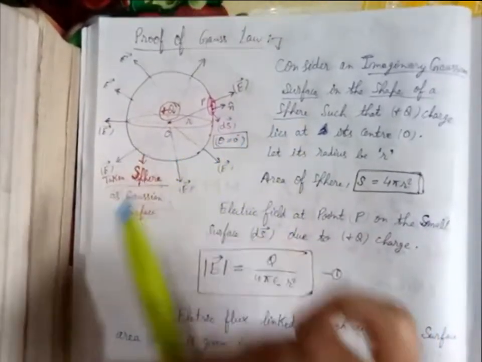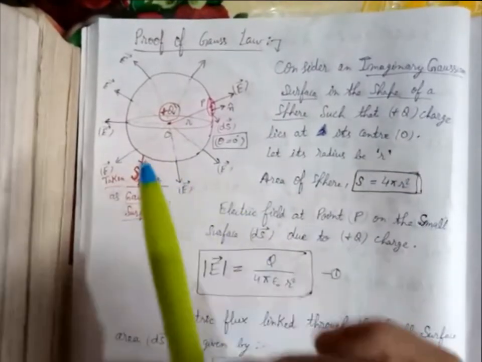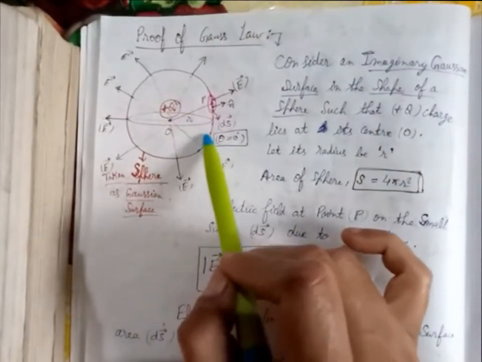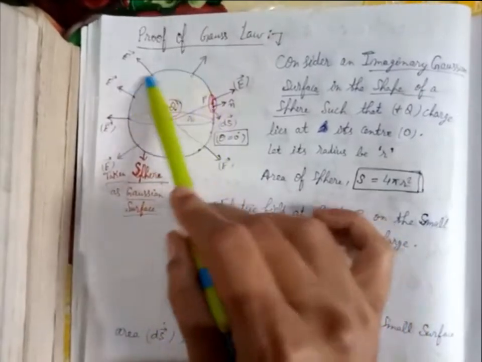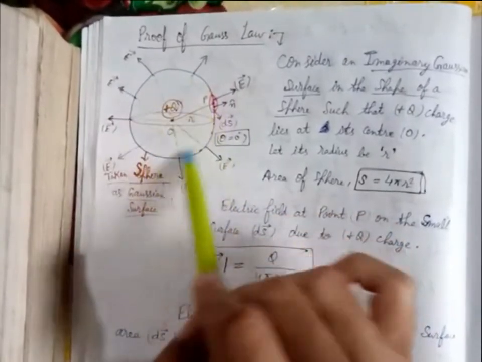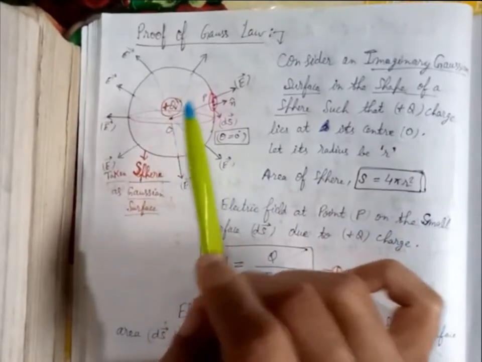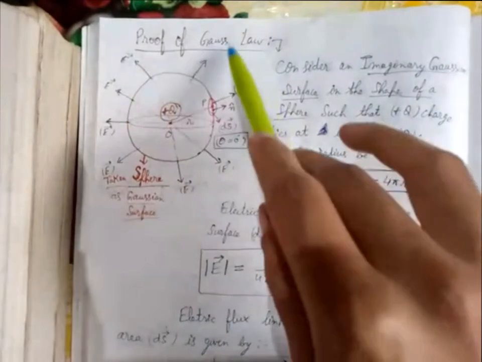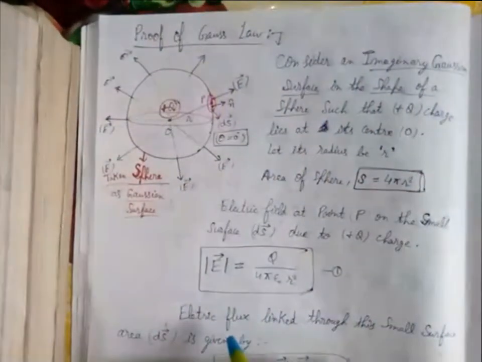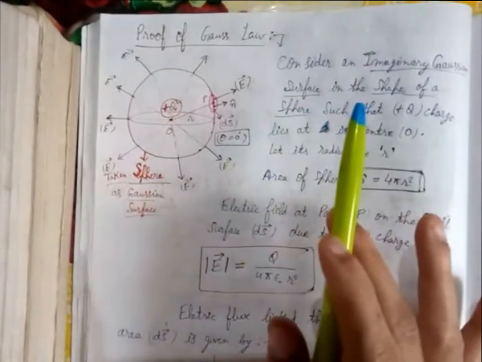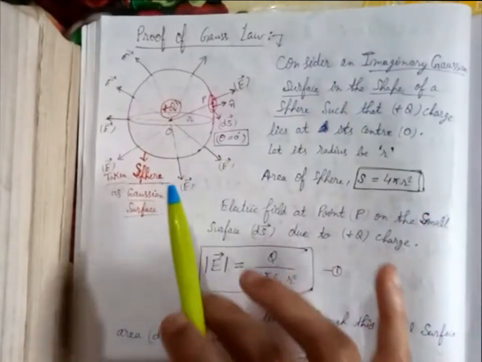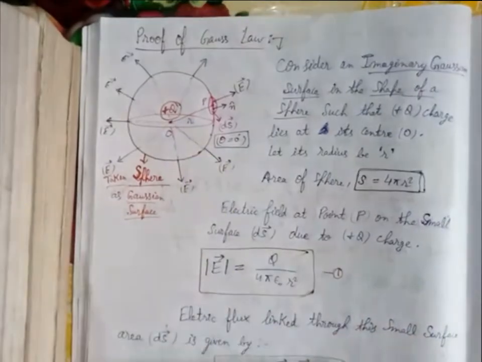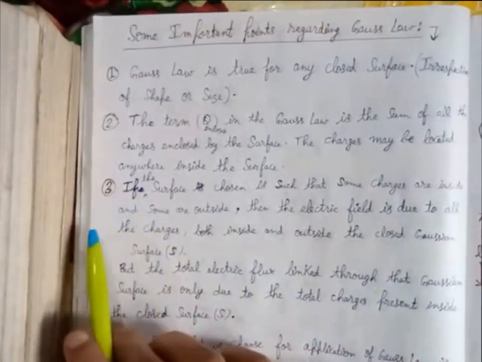But in case of total electric flux, it means when we have to find the total electric flux, we will only consider the charges which are present inside the closed Gaussian surface, and we do not have to bother about the charges which are present outside that closed Gaussian surface. It means the charges which are present outside the surface are not taken into consideration in finding the total electric flux. That is the point which is explained in point number 3.